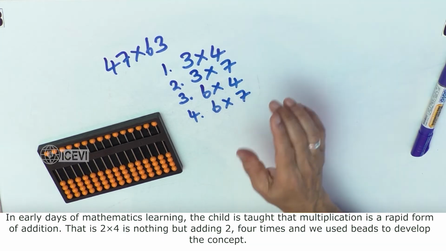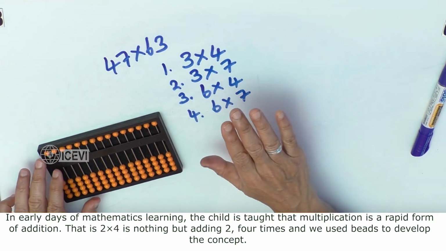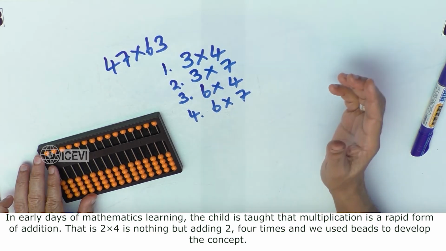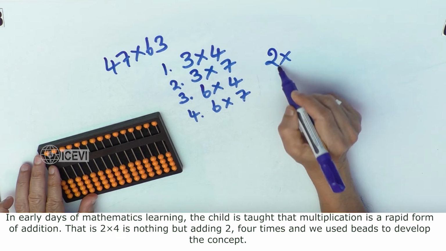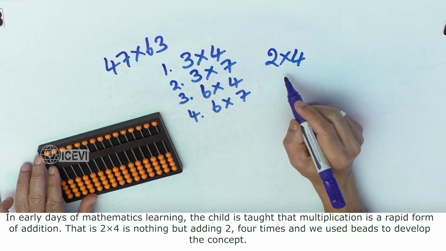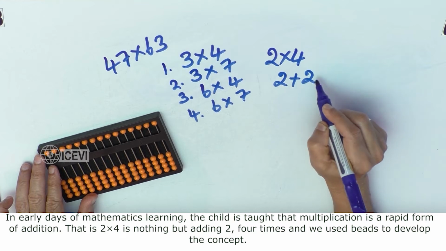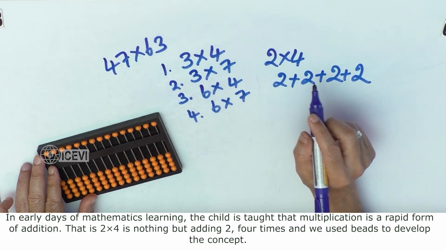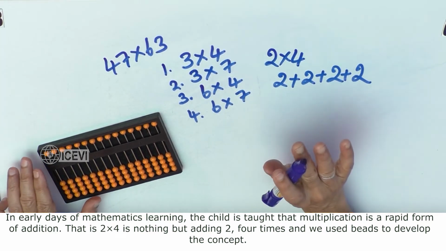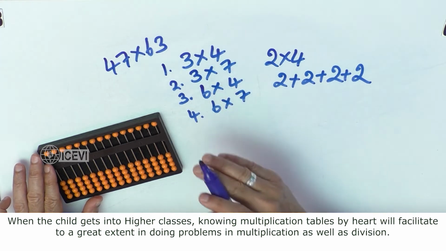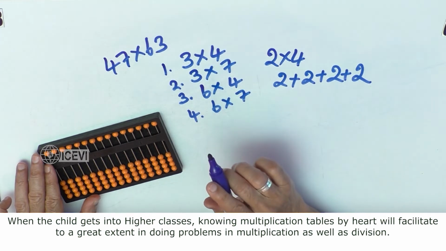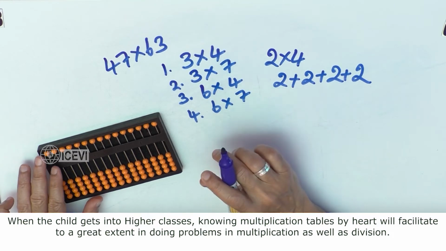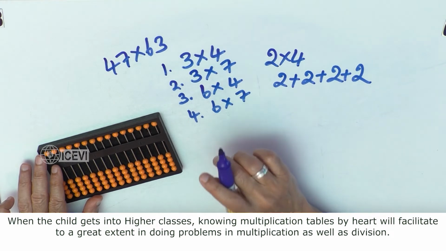In early days of mathematics learning, the child is taught that multiplication is a rapid form of addition. 2 multiplied by 4 is nothing but adding 2 4 times. And we used beads to develop the concept. When the child gets into higher classes, knowing multiplication tables by heart will facilitate to a great extent in doing problems in multiplication as well as division.